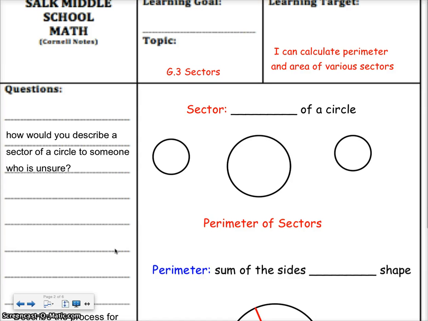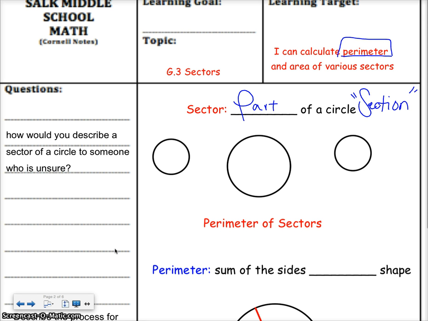We are moving on to sectors. And your learning target today: you can calculate perimeter and area of various sectors, but area is tomorrow's learning target. Today we're fixated on calculating perimeter of sectors. So a sector is a part of a circle, also known as a section of a circle.